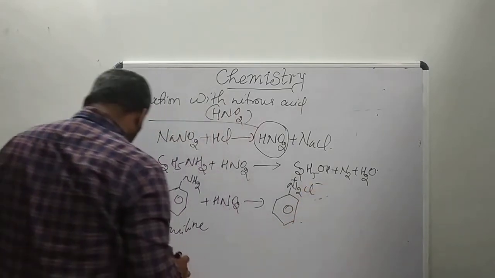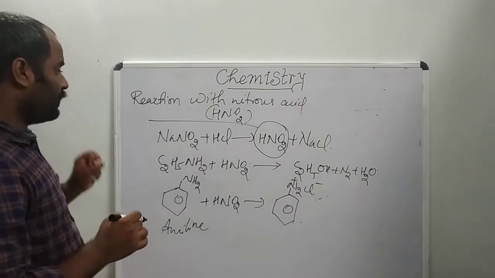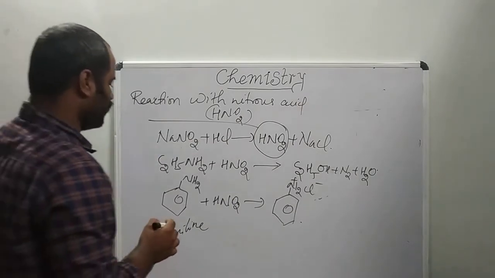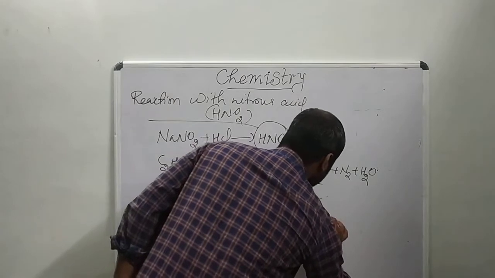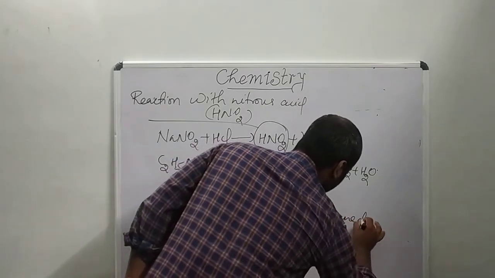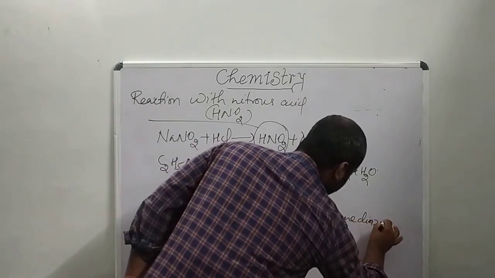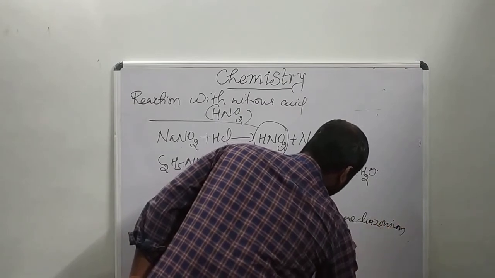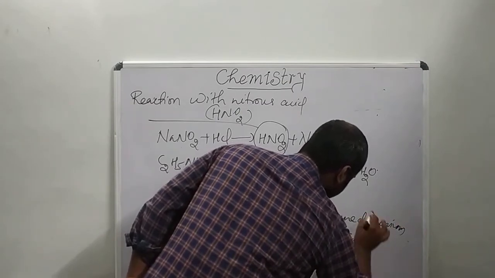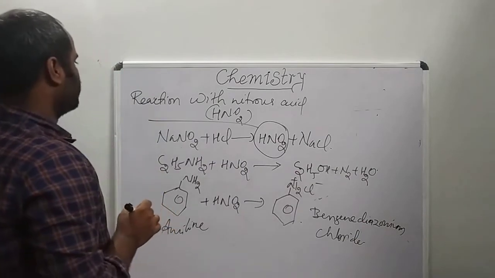You get another product, it is N2+Cl-. It is known as benzene diazonium chloride.